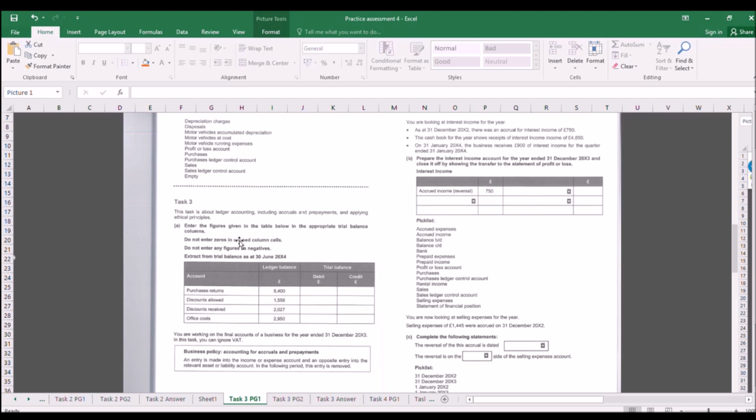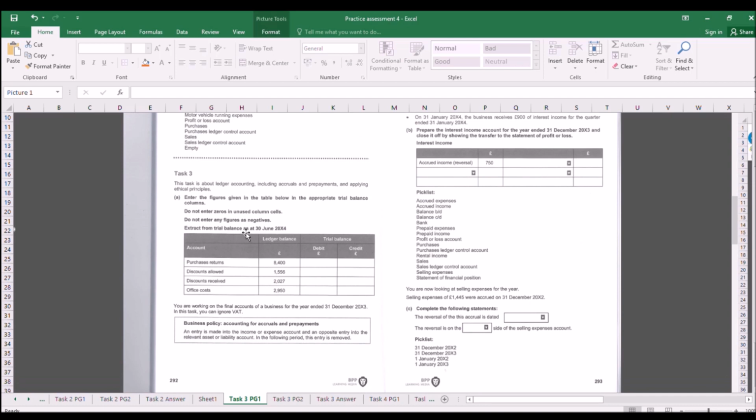Okay, let's get on with number 3 then. So, this task is about the sales ledger accounting. Okay, great. Including accruals and prepayments. Right, we're going to see a lot of timelines being used here. And applying ethical principles. Oh, that's nice. Right, so enter the figures given in the table below in the appropriate trial balance columns. Do not enter zeros in unused column cells. Do not enter any figures as negatives, because you wouldn't. Debits and credits don't have negatives in there. Extract the trial balance as at the 30th of June 2014.